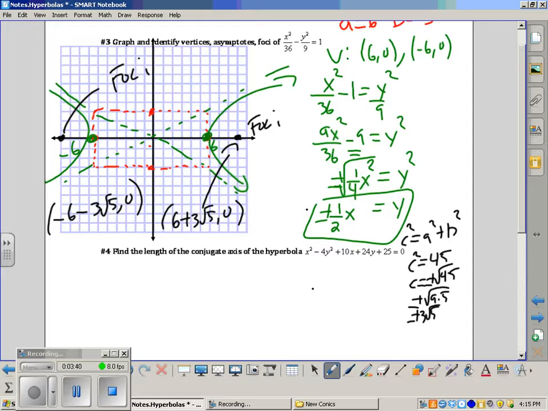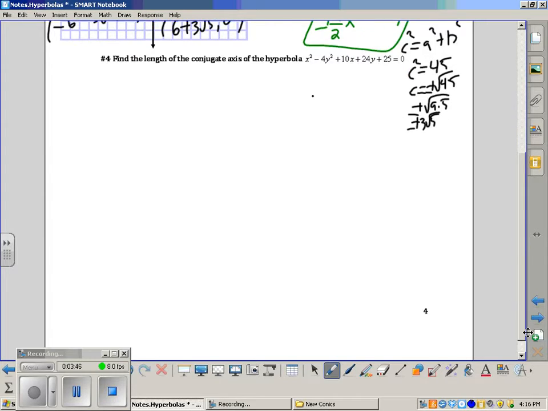Okay. We're going to end with two problems that are like completing the square. Okay, so they're going to be sort of hard. So remember, with completing the square, I would recommend grouping the terms together. Here we're trying to find the length of the conjugate axis. So let's see. I'm going to put the constant term over to the right-hand side. Now I take 10 and divide that by 2. That's 5. 5 squared is 25.